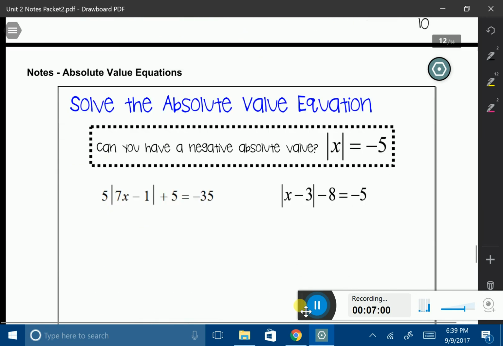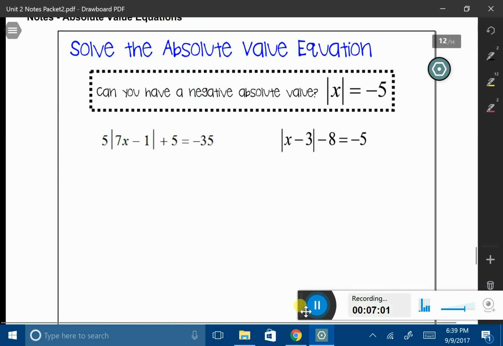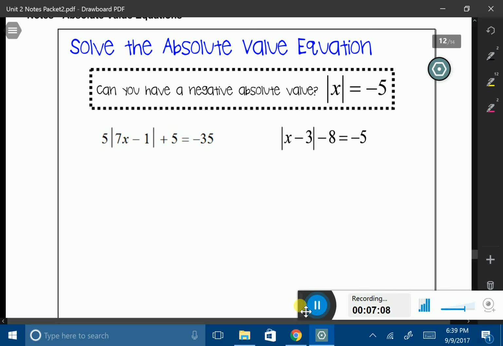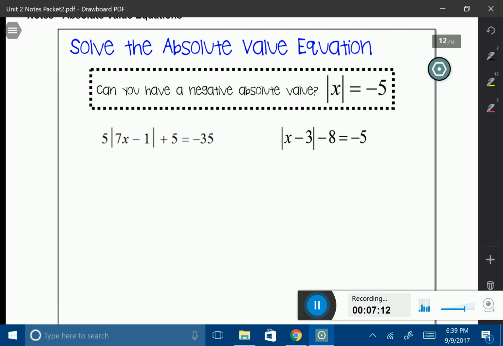All right. Let's look at one more thing now. Can you have a negative absolute value? Meaning, can I have a number that is inside my absolute value symbol equal a negative number? And you'll probably say to yourself, no. The only way I could do that is to put a negative outside of the absolute value. But that's not what we're talking about right now. We're talking about, can you put something inside the absolute value to make it negative? And the answer is no.